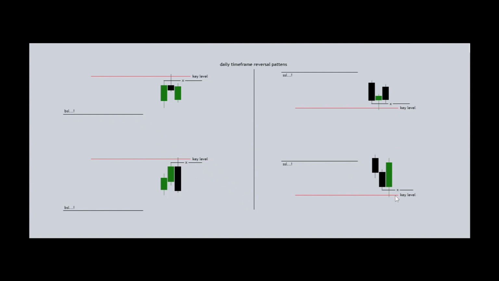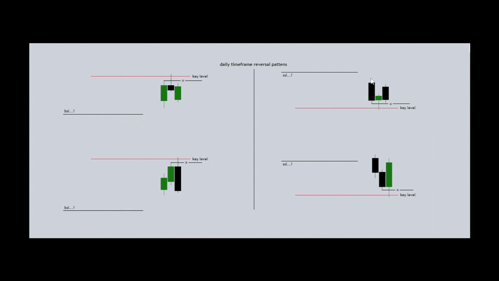This pattern happens after we tap the key level or take sell side liquidity, where we take the previous candlestick's high and low. Same thing here. Whereas in this one, the first candlestick must be lower than the second candlestick, and the second candlestick must be higher than all of these candlesticks. And then we come to this one.